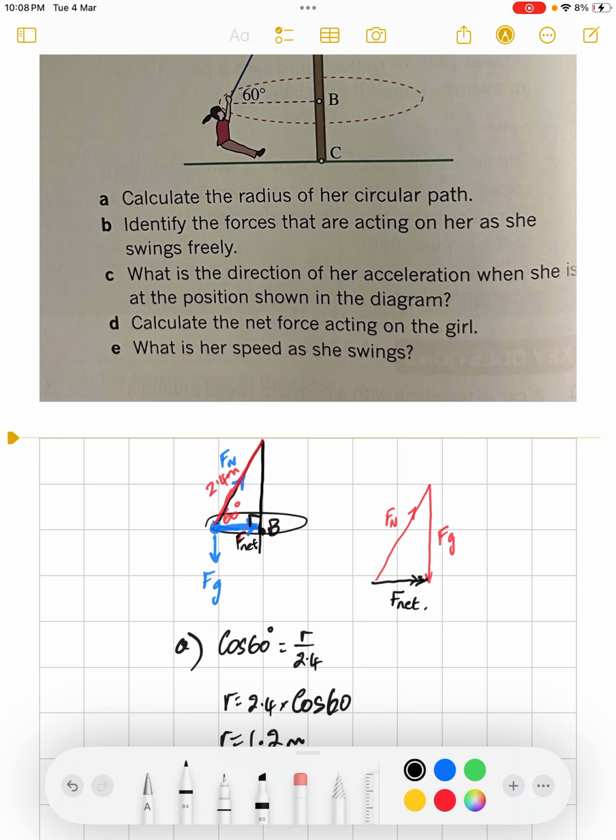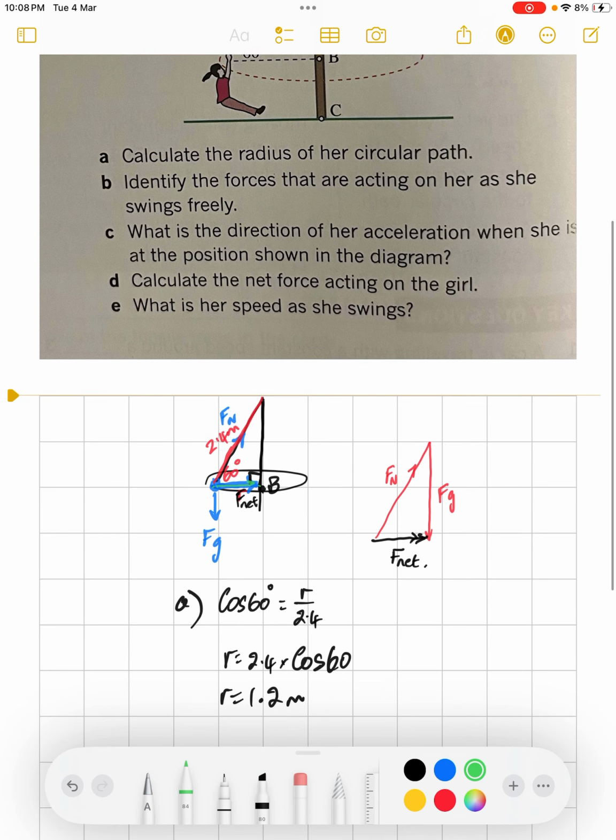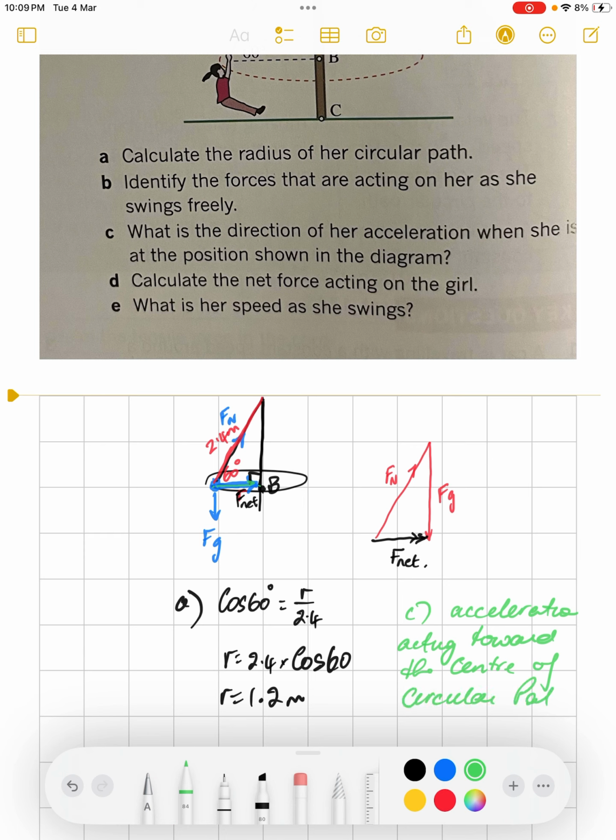What is the direction of her acceleration when she is at this position? Well, there's an acceleration towards the center. The acceleration is the centripetal force towards the center of rotation. So there's the circle, and the center of rotation is towards B. And that's part C. I'll just put the acceleration is acting towards the center of the circle, the center of the circular path, which is towards B.